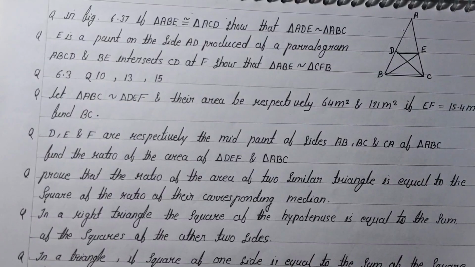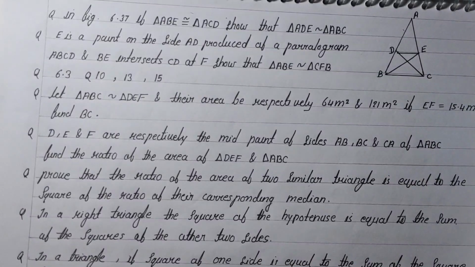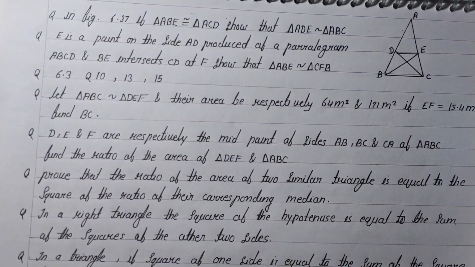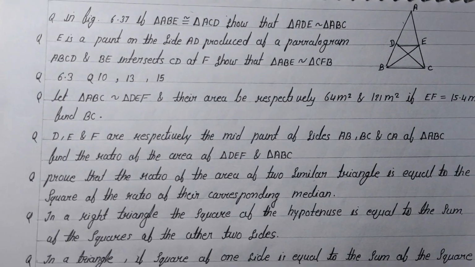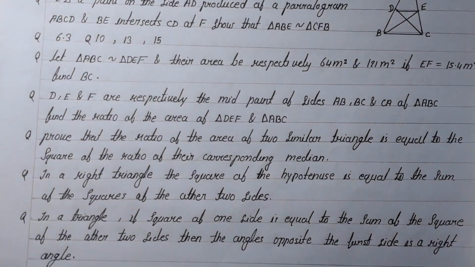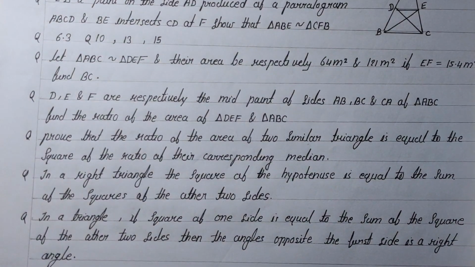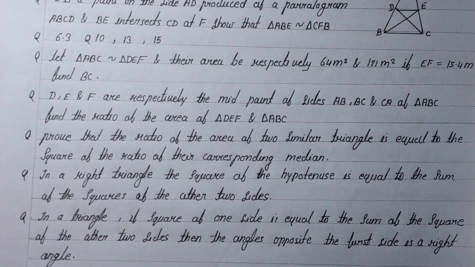Next, in the figure, if triangle ABE is congruent to triangle ACD, show that triangle ADE is similar to triangle ABC. Next, E is a point on the side AD produced of a parallelogram ABCD and BE intersects CD at F. Show that triangle ABE is similar to triangle CFB.